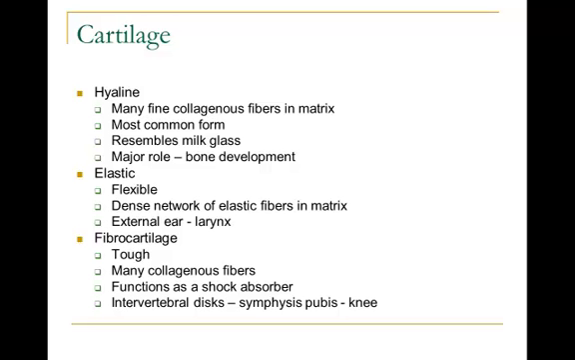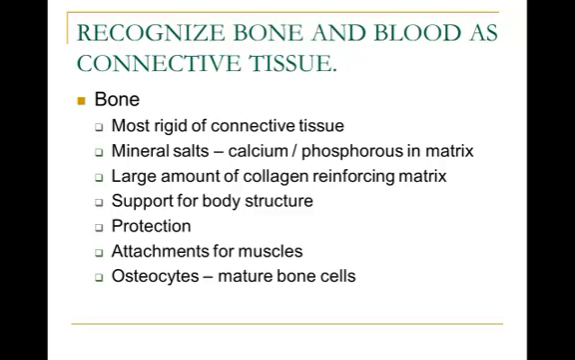Elastic cartilage is very flexible. We would have it inside in our larynx, but our ear is very flexible. Versus fibrocartilage, which is tough, and this is the one that we'd find connecting some bones together, like your intervertebral discs in your back, your symphysis pubis, which is your hip bones at the front, and we also have some in our knee as well. So 3 types of cartilage that will come up in the lectures to come.